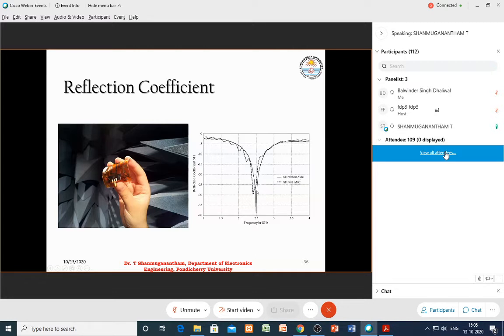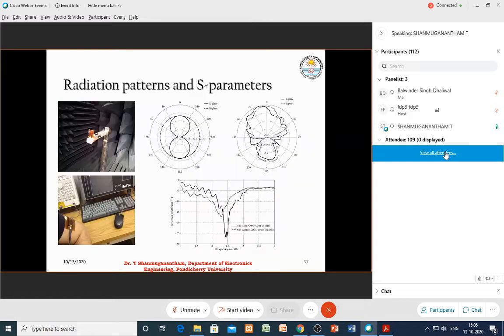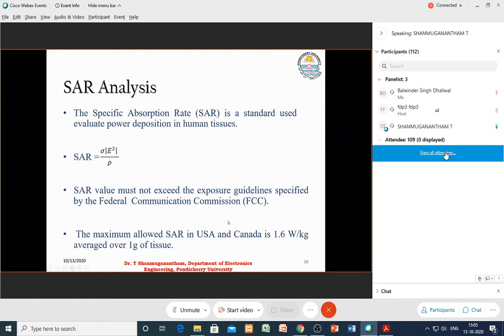So with AMC, it is getting somewhat smooth performance. The smooth curve is obtained with AMC, and without AMC there is some difference, so with as well as without. With this, somewhat narrow bandwidth is obtained. And also this is the radiation pattern measurement, for this proposed one, and this is the reflection coefficient.